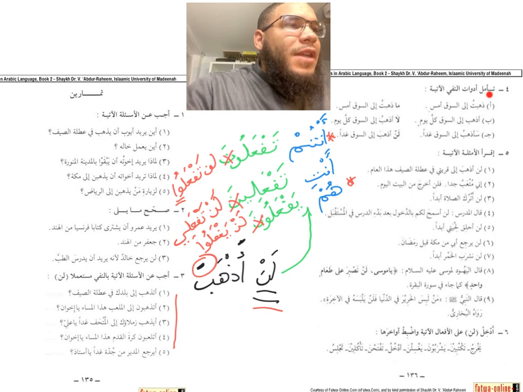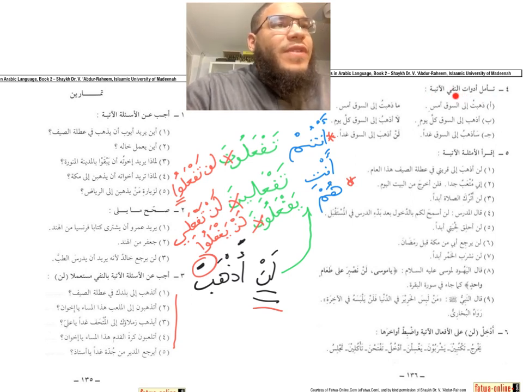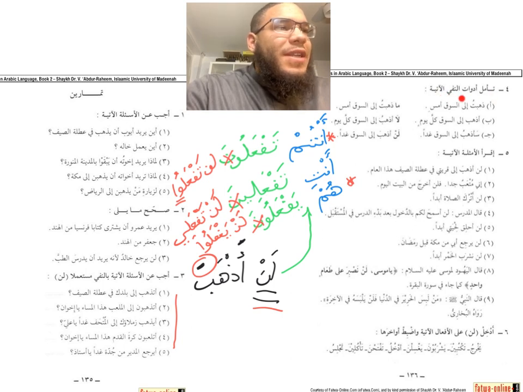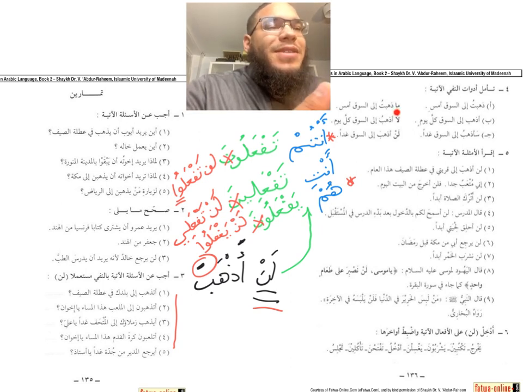Then we have تأمل أدوات النفي الآتية. Ponder over the following tools of negation. So here, as we can see, what kind of sentence is that? We already know from the beginning this is a past tense verbal sentence. ذهبت إلى السوق أمسي. I went to the market yesterday. أمسي even highlights that it's from the past tense. Okay, now that's an affirmative sentence. Now we want to negate it. So this is the same sentence but negated in the past tense. ما ذهبت إلى السوق أمسي. I didn't go to the market yesterday. So ما is used to negate the past tense.